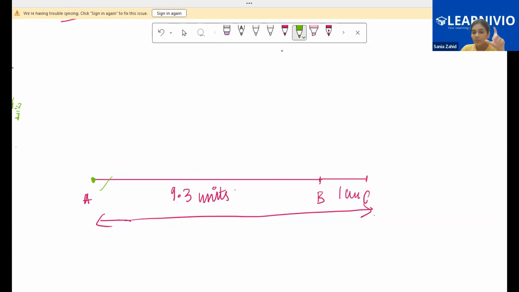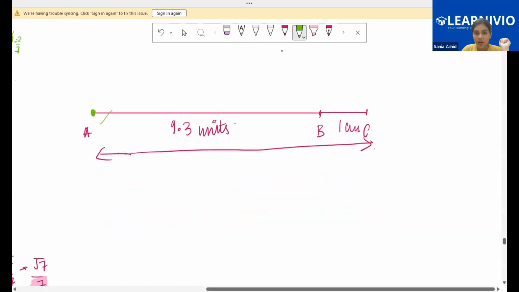Keep your compass at point A and cut an arc over here. Keep your compass at point A with the same radius, cut an arc over here, and similarly cut an arc downwards also. Did everybody do this much? Yes, ma'am.